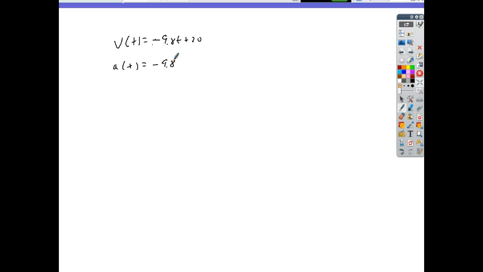What's the acceleration at 2 seconds, by the way? Just for the record. Negative 9.8. There's no place to put a t. It's constant. So far, so good?